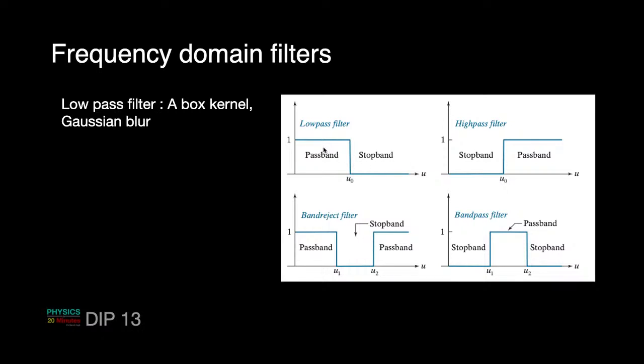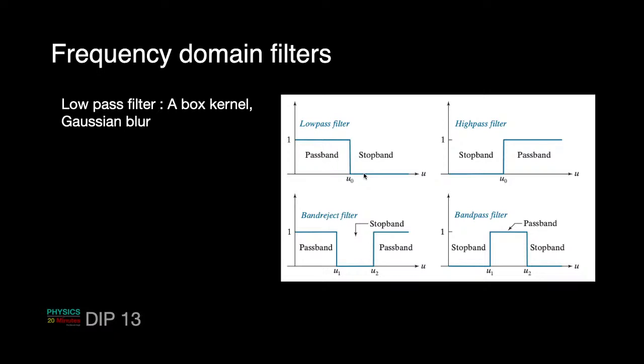Now remember, what I'm showing you is an ideal response. In practice, the response is never so cornered and so sharp. There would be some sort of falling off, which is typically referred to as a roll off rate. So that is a possibility there.